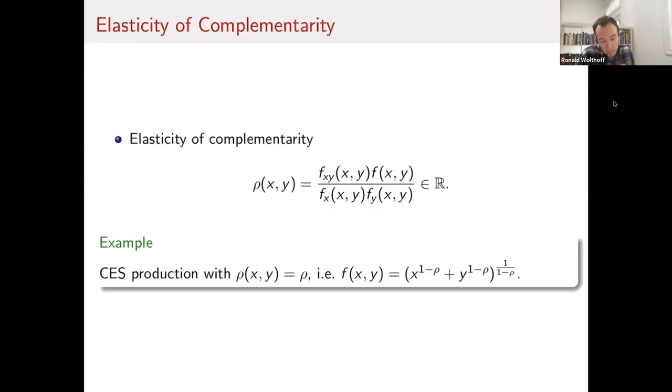This elasticity of complementarity doesn't need to be constant. Of course, we all know examples, in particular the CES production function, in which it is. And so we are going to use that as an illustration.